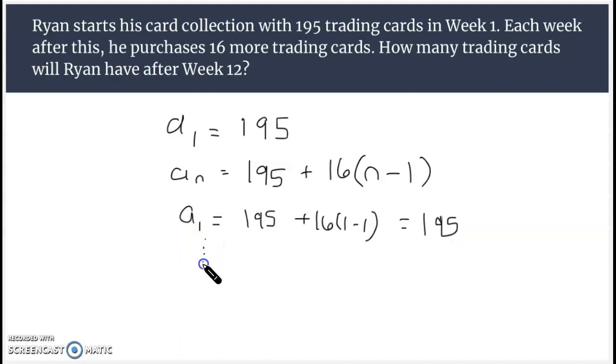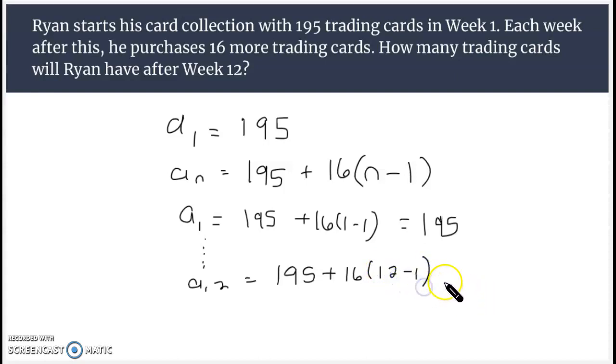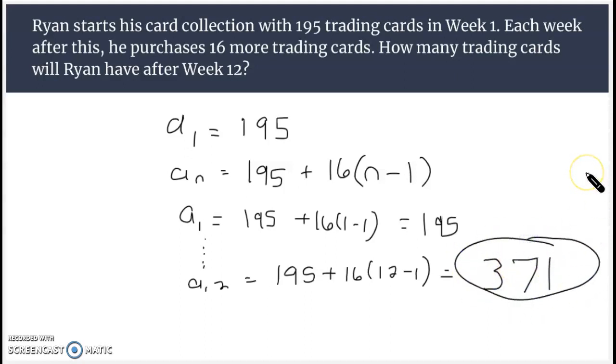But we're interested in week 12. So this rule is 195 plus 16 multiplied by 12 minus 1. And isn't 12 minus 1 11? We do 11 times 16 to get 176, and we add that to 195 and get 371. So by week 12, he has 371 trading cards.